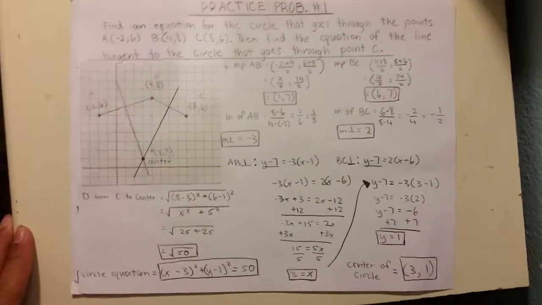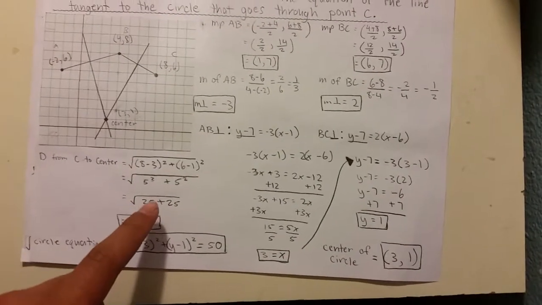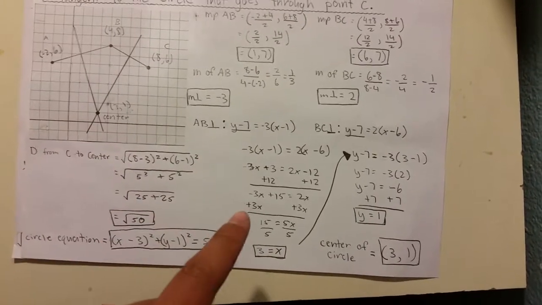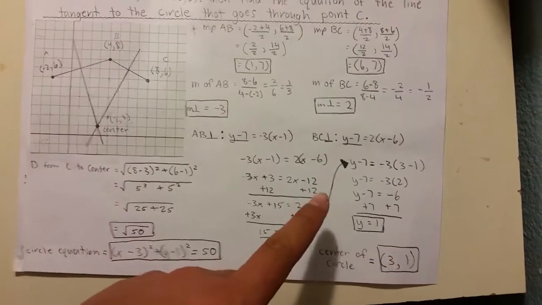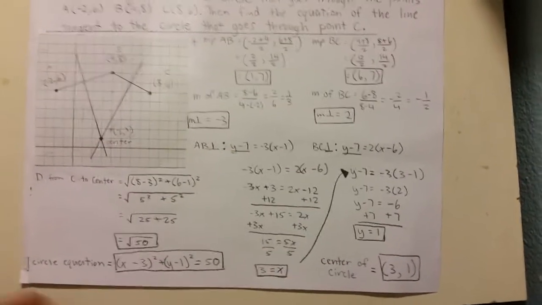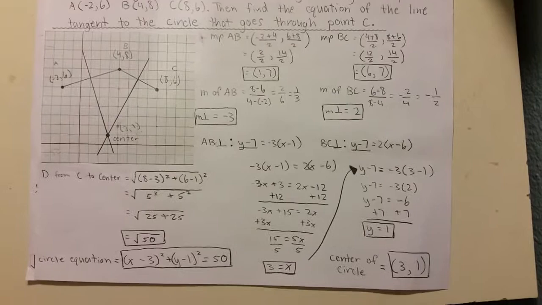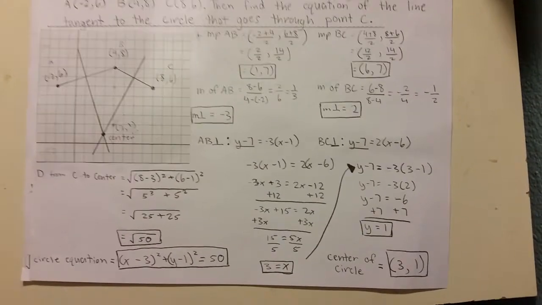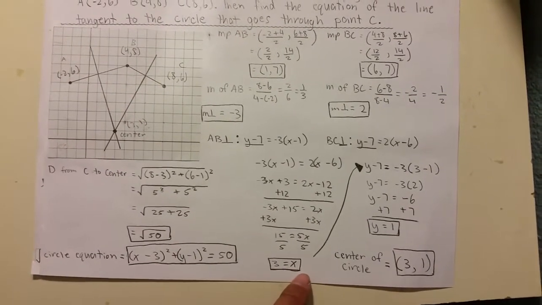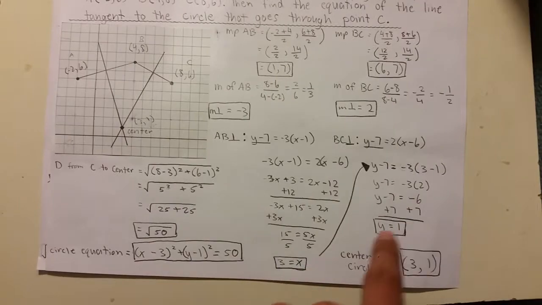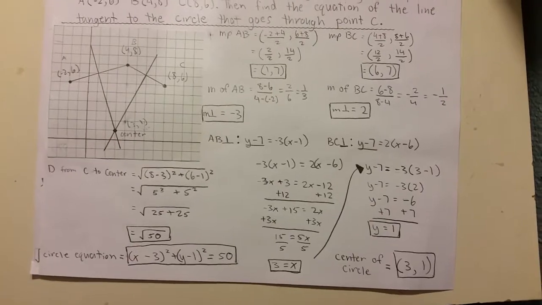Now from here, we have enough information to plug in equations for the perpendicular bisectors. The perpendicular bisector for AB will be y minus 7 equals negative 3 times (x minus 1). And for BC, it'll be y minus 7 equals 2 times (x minus 6). Since both equations equal y minus 7, we can simply set them equal to each other and solve for x and y. Here we found that x equals 3, and then you plug that back into one of the equations, and y equals 1, therefore the center is (3, 1).